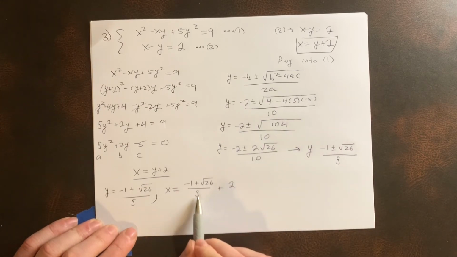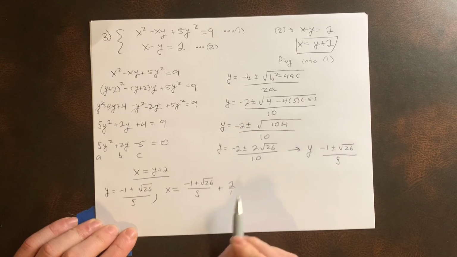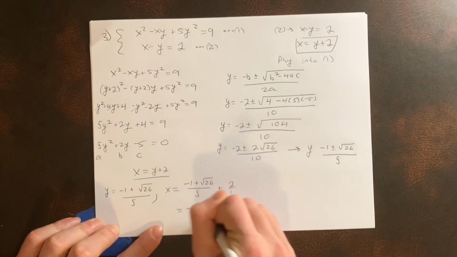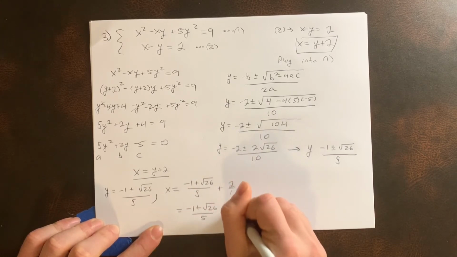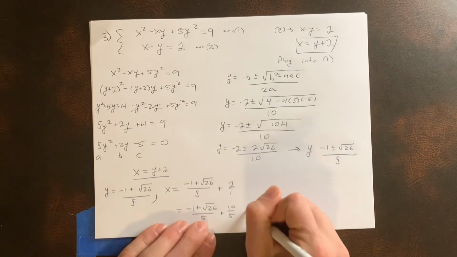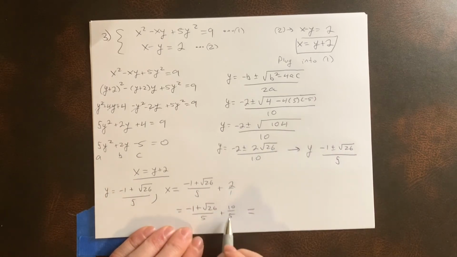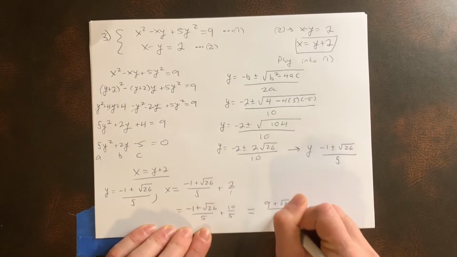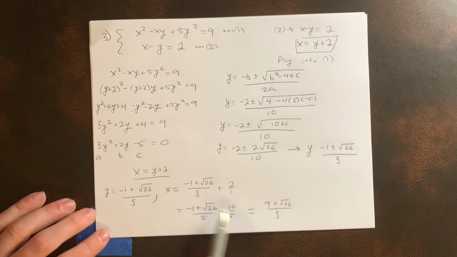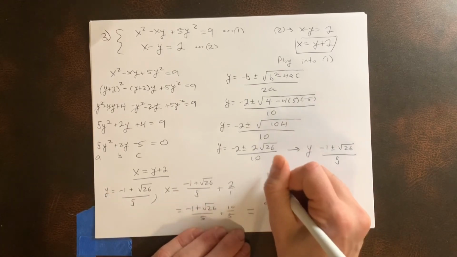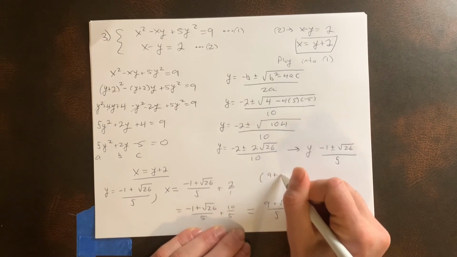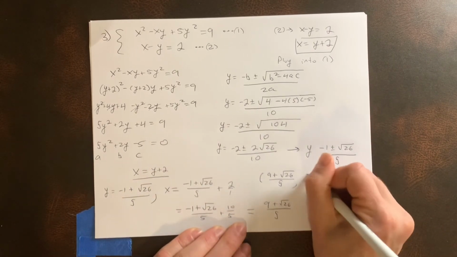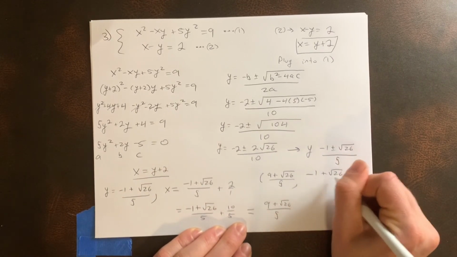But we need a common denominator. The denominator is 5, and this denominator is 1, so we have to put a 5 on the bottom and a 5 on the top. So this is going to be negative 1 plus square root of 26 over 5 plus 10 over 5. And so if we add everything together, we'll have negative 1 plus 10, which is 9, plus square root of 26 all over 5. So here's what our x is. When y is this, x is this piece. So we get this answer right here. 9 plus the square root of 26 over 5. And then this is the y value. Minus 1 plus square root of 26 over 5.